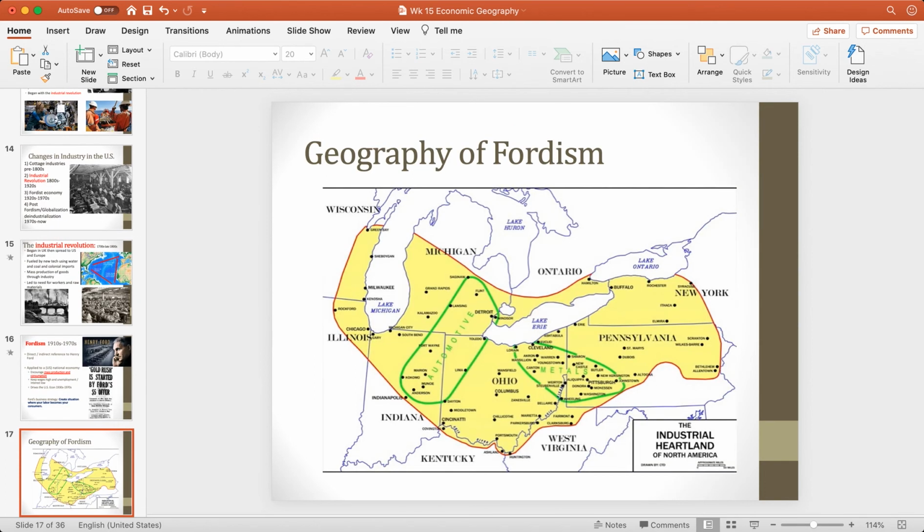So Fordism is associated with not just the United States, but this was a question on your midterm, the geography of Fordism. Not just the United States, but what was called the manufacturing belt. So think the northeast part of the United States and the upper Midwest. That's not to say there weren't manufacturing jobs in Kansas City and St. Louis and New Orleans and Los Angeles, but this was really the heart of it.